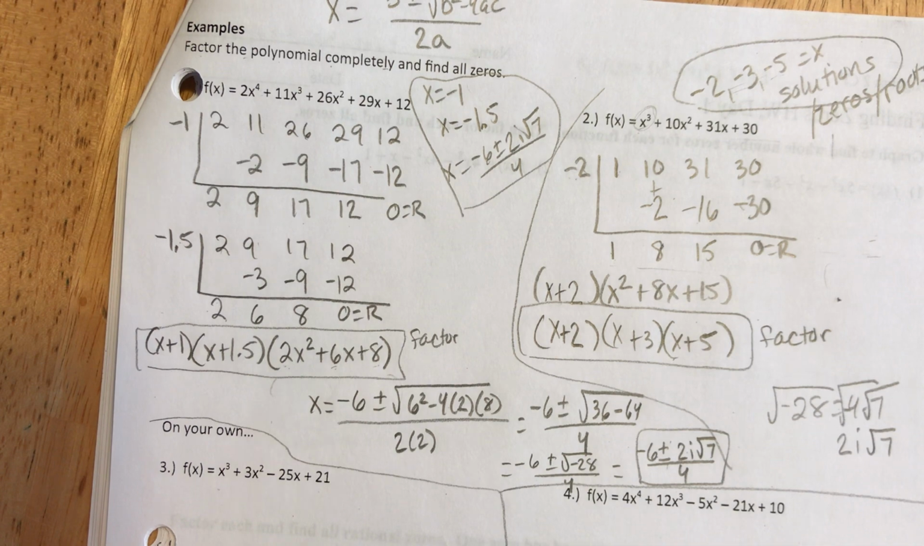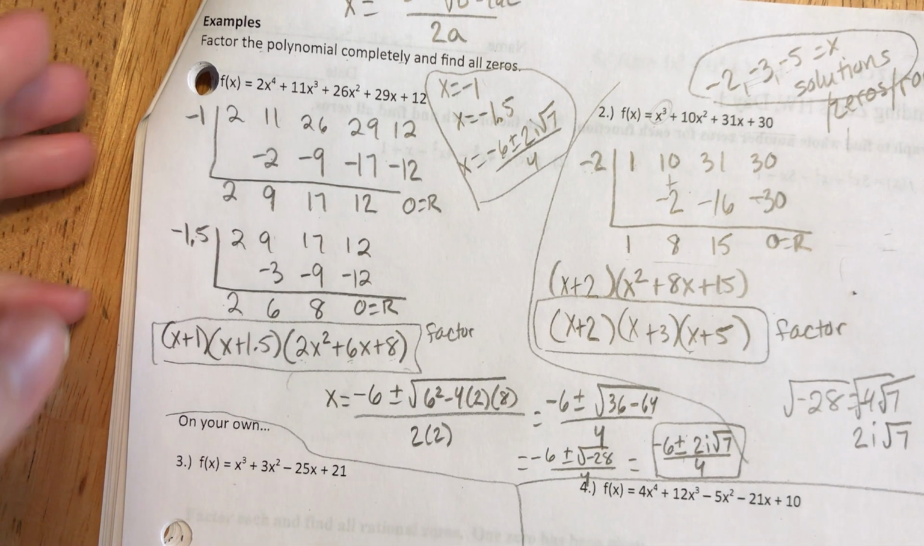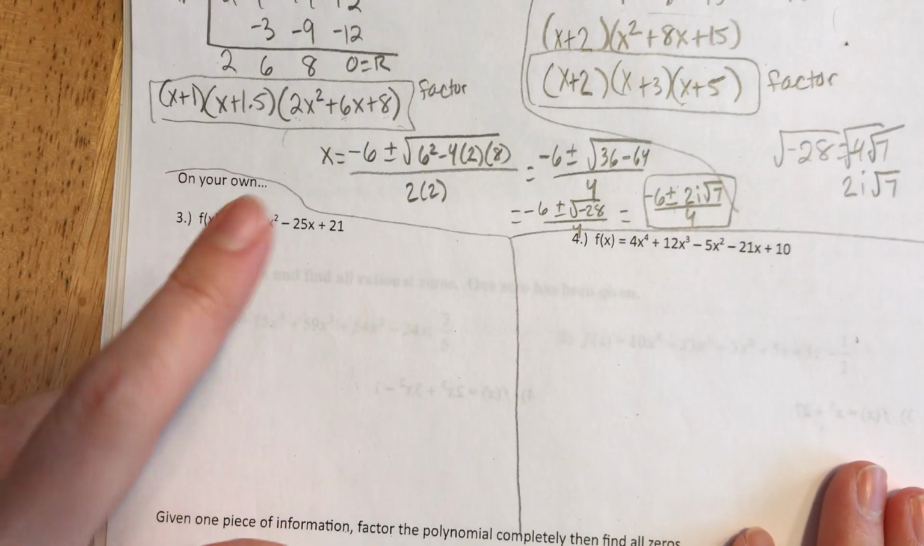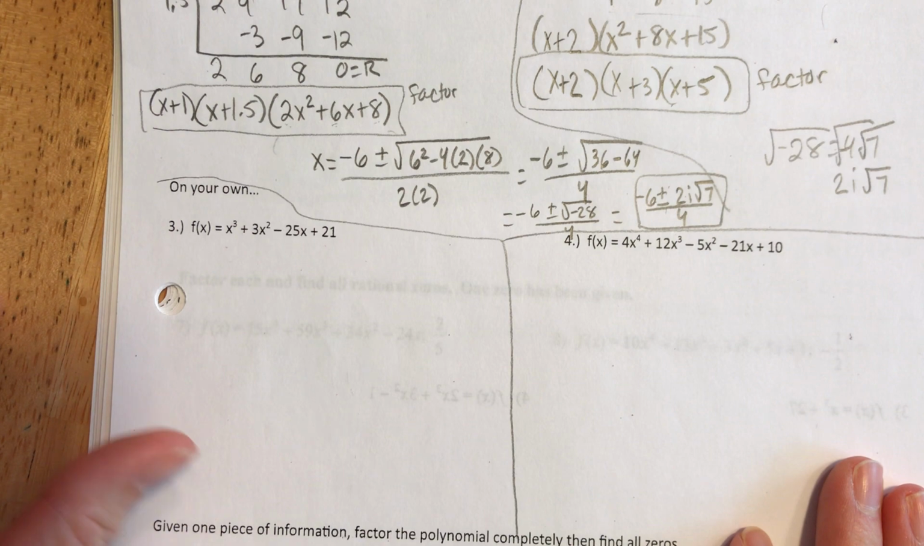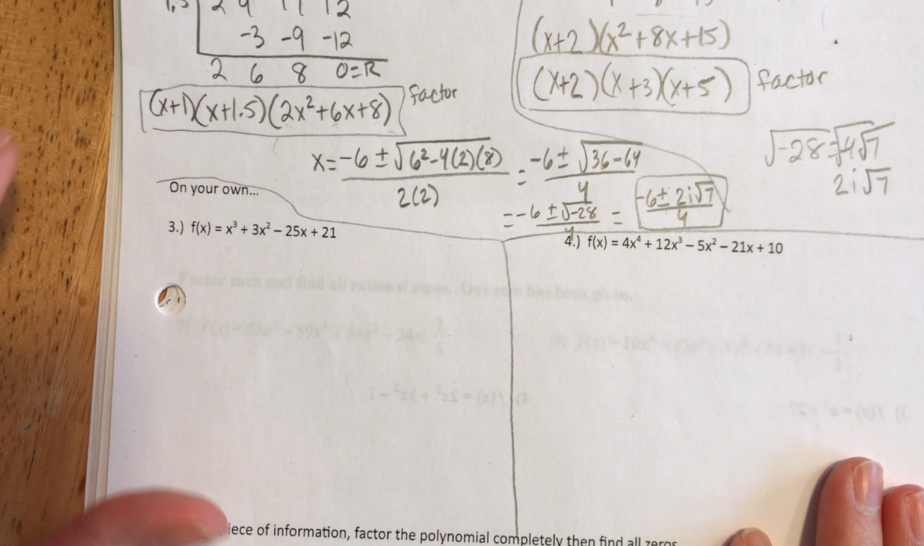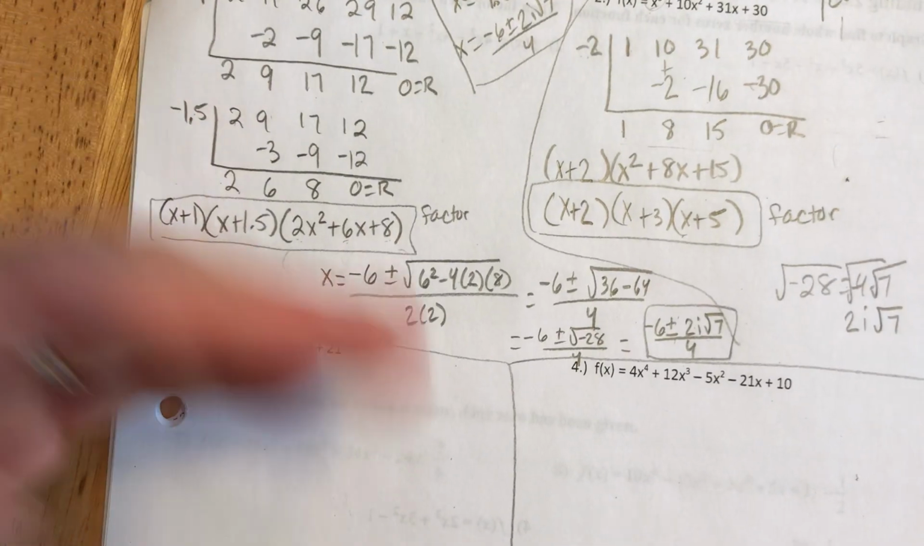So what I would like you guys to do, you need to do this. This is where we're starting, and I'm checking your work. Okay, I'm checking to make sure every single person did this. You need to do just number 3 on your own. That's it, just number 3. Graph it, find the places where it crosses the x-axis, then do your synthetic, factor if you can.